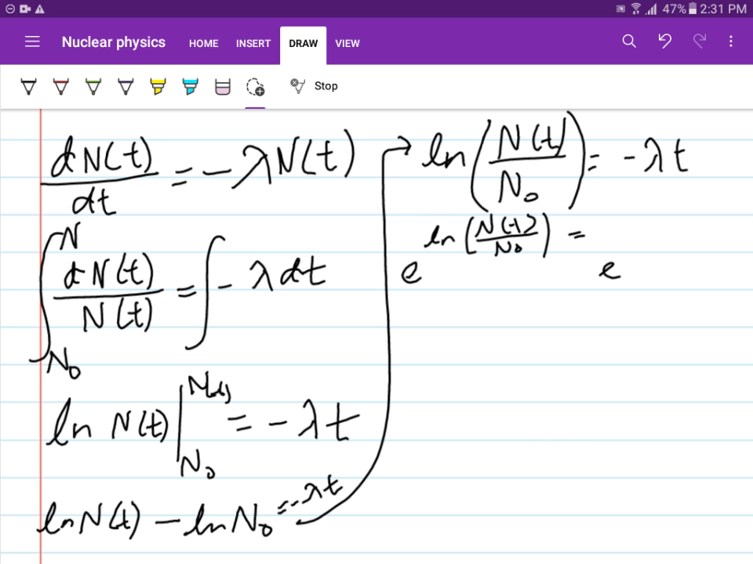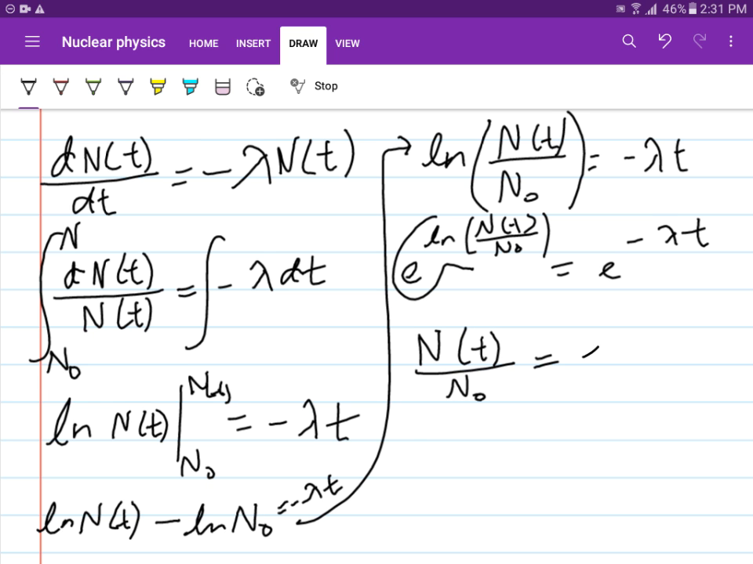N of t over N naught equals e to the minus lambda t. And then we know from rules of exponentiation, we have N of t equals N naught times e to the minus lambda t. And then now we have our expression for the amount of nuclei as a function of time.